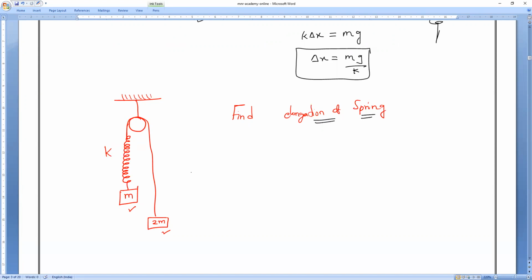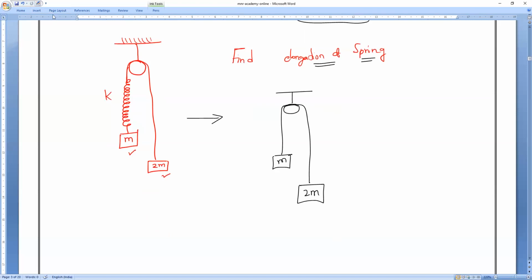So let us imagine the spring is like a string, and the diagram will be modified like this, which we have done before. M on one side, and on the other side mass is more, so acceleration is downward there, and on the lighter side acceleration is upward. It is the same string, so tension is the same. Here mg, and here what is the weight? 2mg.